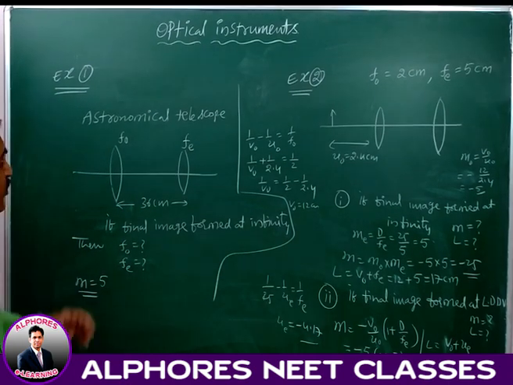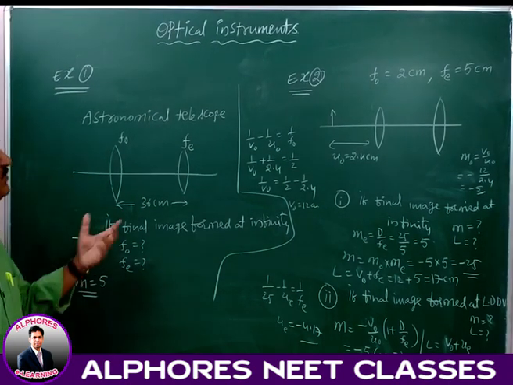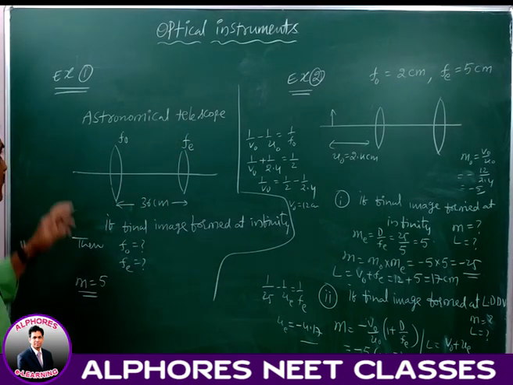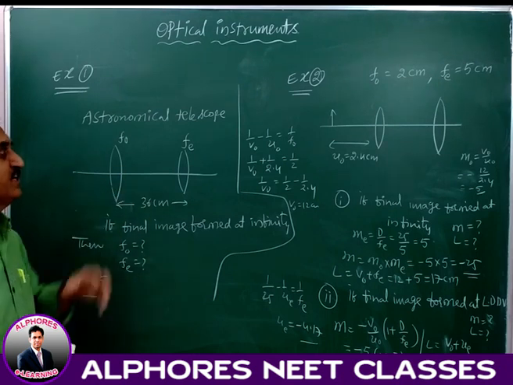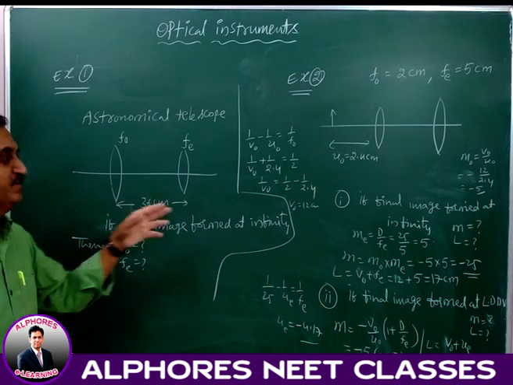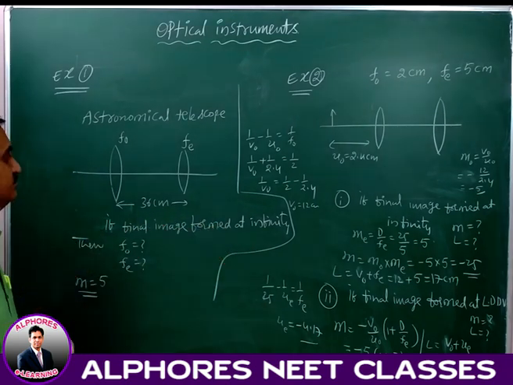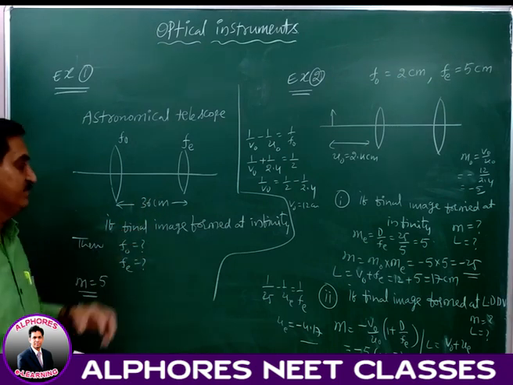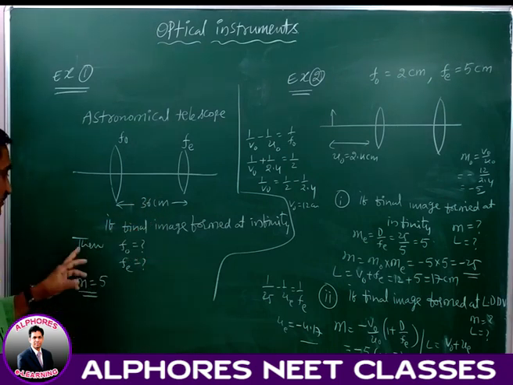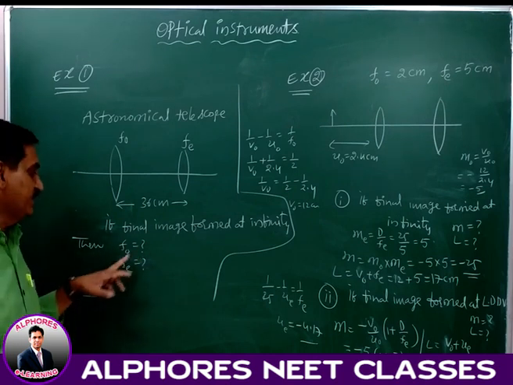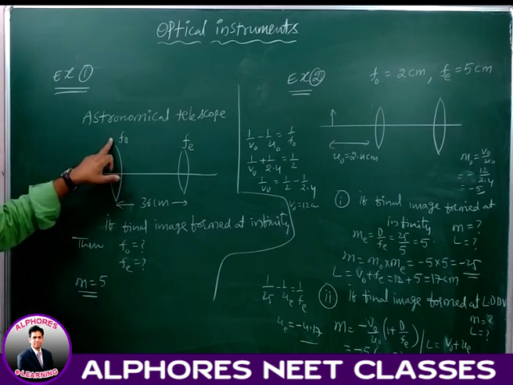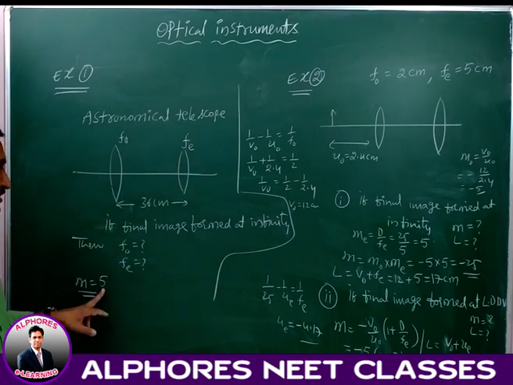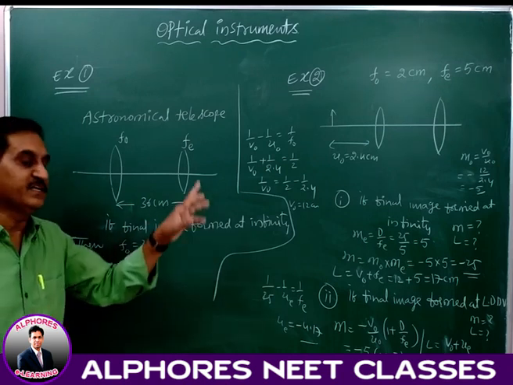Let us go for a problem related to astronomical instruments. First one is the astronomical telescope. First problem. In an astronomical telescope in which the final image is formed at infinity, the distance between the two lenses is given as 36 centimeters. Then find f0 and fe, meaning the focal length of the objective lens and the focal length of the eyepiece, if its magnification is 5 when the image is formed at infinity.